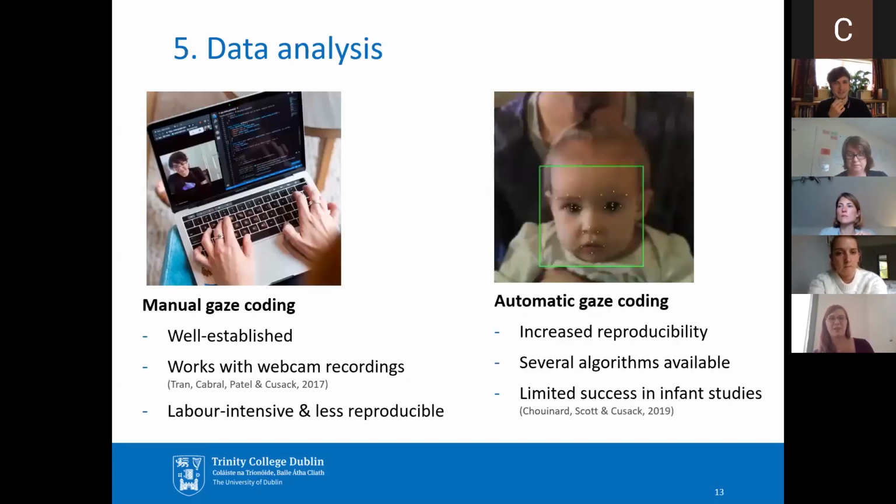So once you've acquired your data, you want to analyze it, and the most straightforward way for this is manual gaze coding. This is very similar to how it works in the lab. Of course, it's very labor intensive though, so researchers have been trying to move to automatic gaze coding. This would reduce the variability and the subjectivity, and there are actually several algorithms available, but so far the success on infant data has been very limited. So we're trying to make that better at the moment in our lab, but yes, it's been hard.